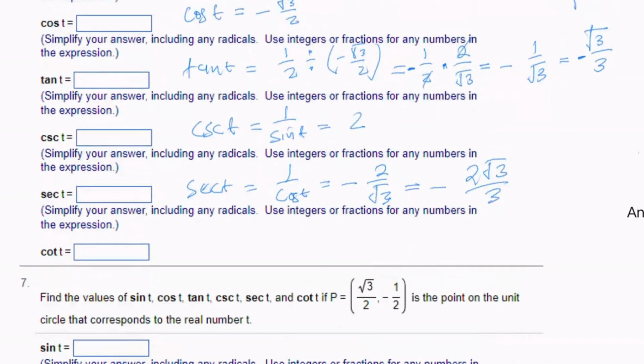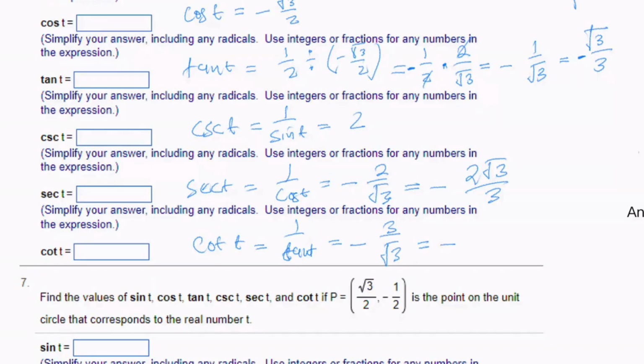Okay. Then cotangent, we just look at the value for tangent, so cotangent t. Let's see, cotangent t is 1 over tan t, which is negative 3 over root 3. And if we rationalize this, we get negative 3 root 3 over 3. So 3 and 3 cancel, we have negative root 3. Okay.